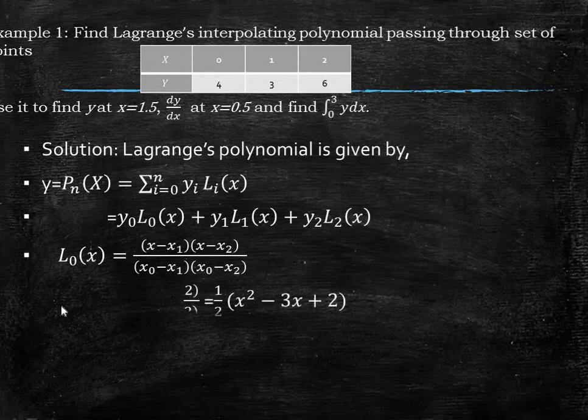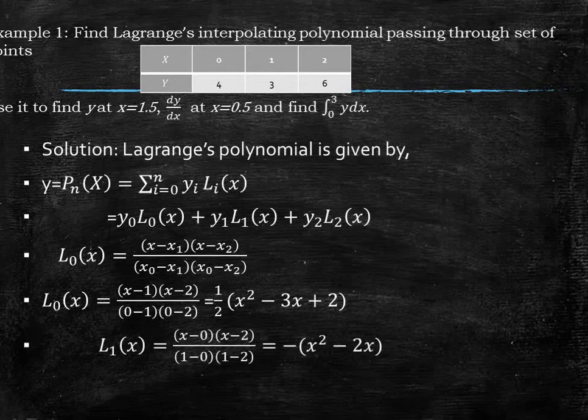So if we put those values here, we get (x minus x1)(x minus x2) upon (0 minus 1)(0 minus 2). That is equal to, minus 1 into minus 2 is 2, so that is 1 by 2 here. And the multiplication of these two terms is x square minus 3x plus 2. So our L naught of x is 1 by 2 times (x square minus 3x plus 2).